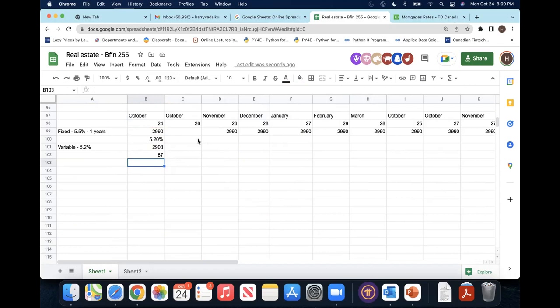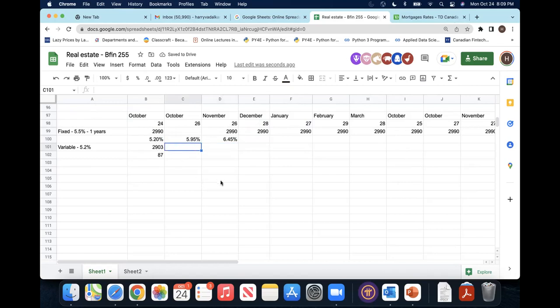But the policy rate went up. So let's say the policy rate is expected to go up by 75 basis points here. So this plus 0.75%. Okay, and then it is expected to go up even further. So in November it goes up further 0.5%. Okay, and it stays there.